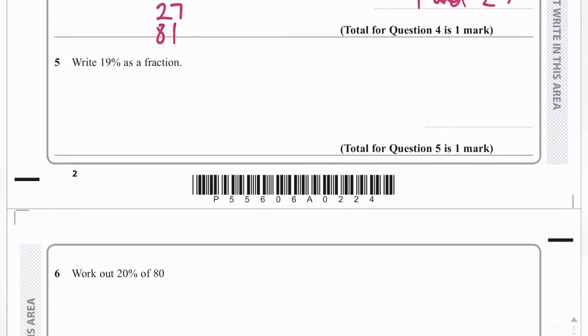Write 19% as a fraction. So we could just write that as 19 over 100. It's the same as 0.19 or 19 over 100. Or it could ask us to write it as a decimal, which would be 0.19, but it does say as a fraction, so it's 19 over 100. There we go, that is 19%.